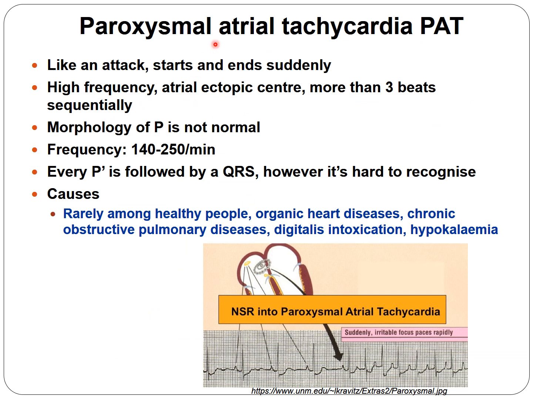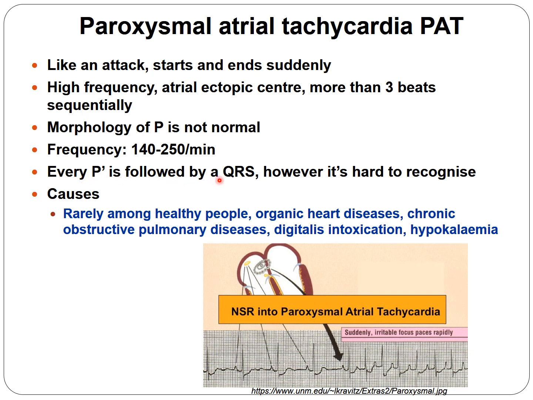Paroxysmal atrial tachycardia, or PAT, like an attack, starts and ends suddenly. The rate is very high. It originates from an ectopic center. More than 3 beats come subsequently. Morphology is not normal, it's not a normal sinus rhythm, and the rate is very fast. The sinus cannot fire by 250, however, this atrial tachycardia can. This kind of tachycardia is rhythmic but very fast.